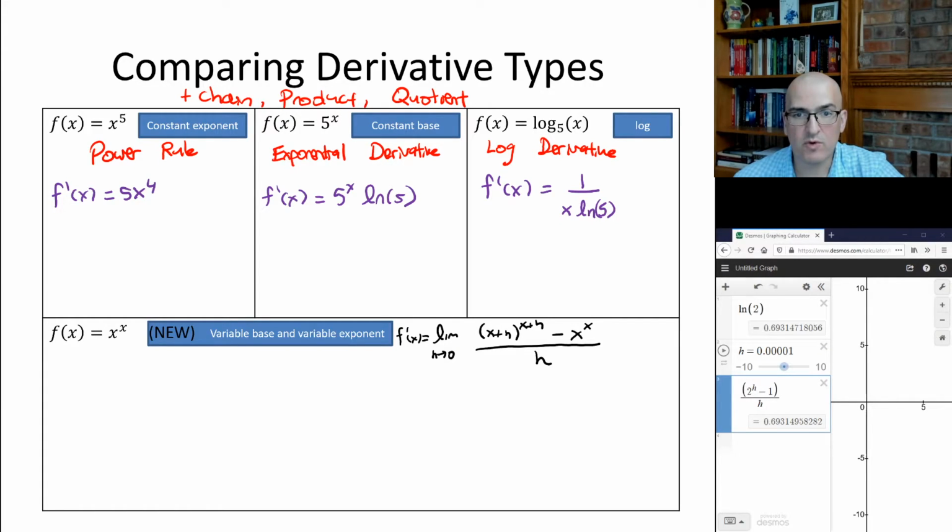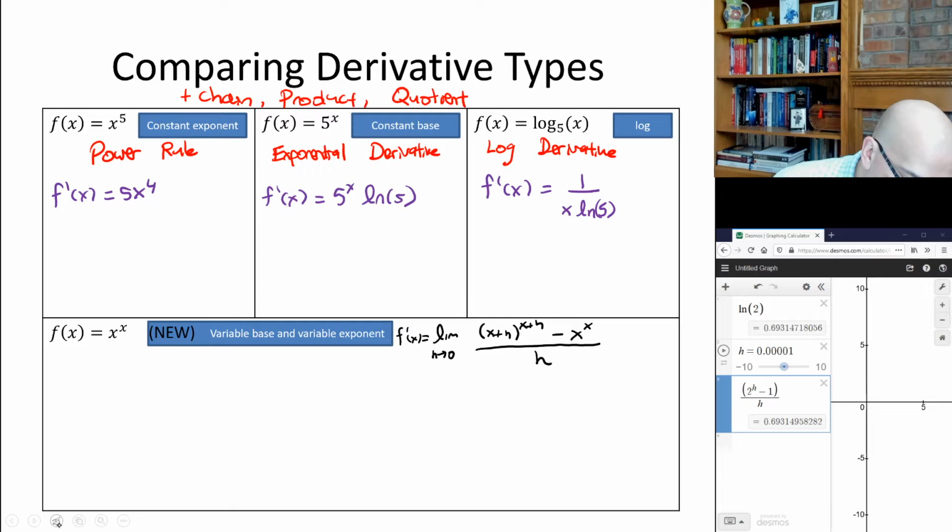Like, we can do the exponent law thing, and write that first piece on the top as x plus h to the power of x multiplied by x plus h to the power of h, but then nothing else. The x plus h to the power of x, we can't FOIL it. There's no FOIL that can be done. It's not a type of problem that we can attack directly.